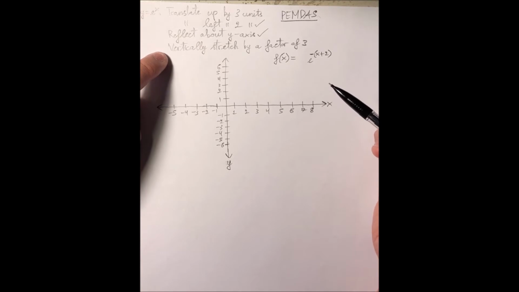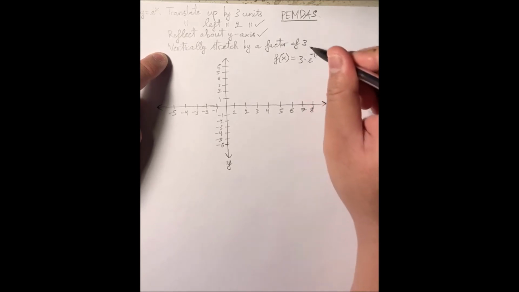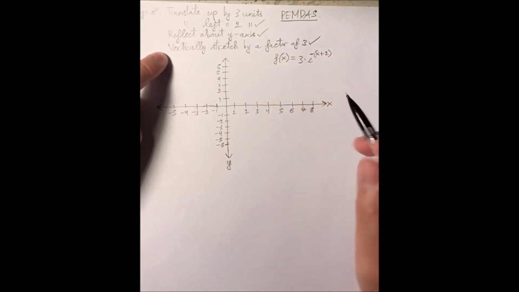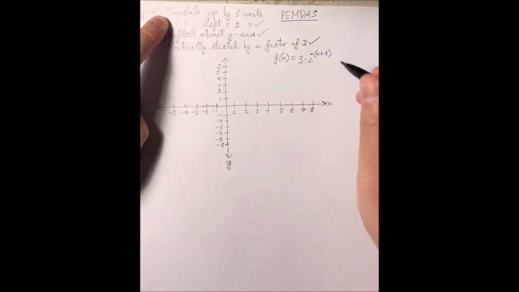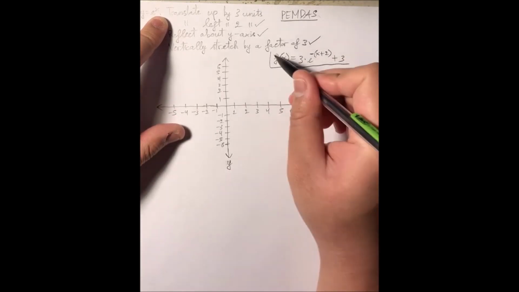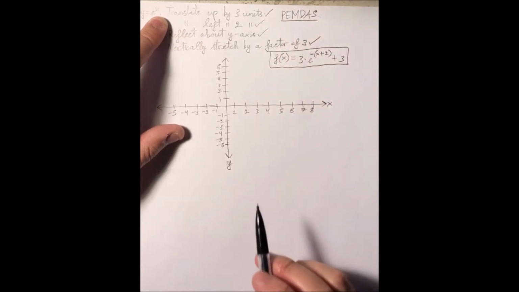And we are going to have another multiplication by a factor of 3 because we are also vertically stretching this function by a factor of 3. So we take this whole thing and we multiply that by 3. And lastly, we are also translating this whole function up by 3 units. So we are going to take this whole thing and just add 3 to it. So the function that represents all of these 4 transformations is the one in the box right here.